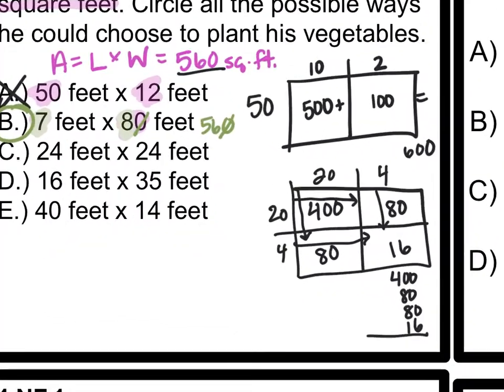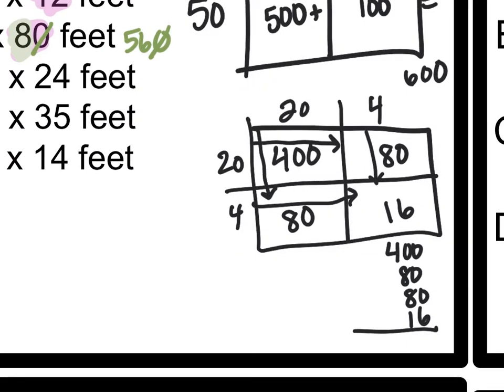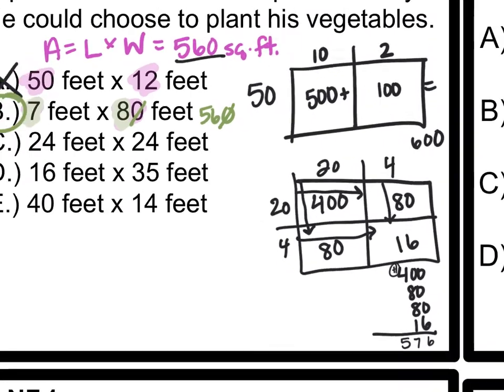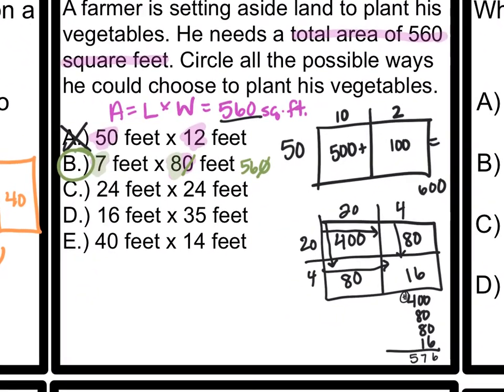I'm running out of room here. I'm going to zoom out, zoom in. So in my ones column, 0 plus 0 plus 0 plus 6 is 6. 8 plus 8 plus 1 is 17. Put down the 7, regroup the 1. And 4 plus 1 is 5. So this one is 576. But if we zoom out, we need a total area of 560. So C is not going to work. I'm going to erase some of this so that I can have some extra room here.